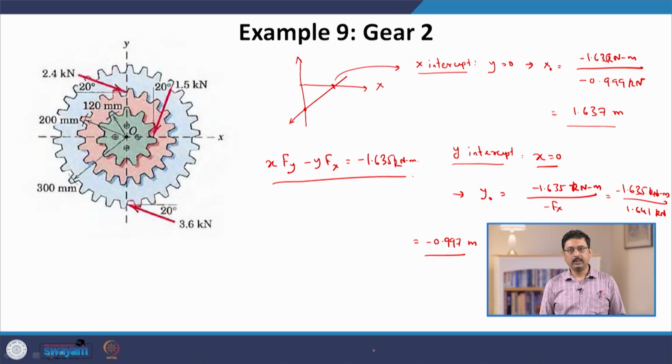So this is another important point: whenever you calculate something, the first thing you do is check the answer. You have to ask yourself, does the answer make sense? So let us take another example.